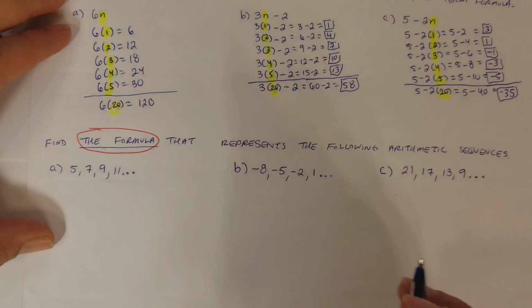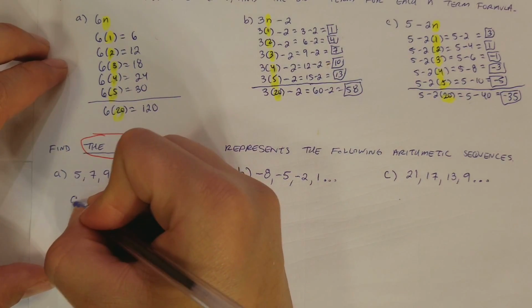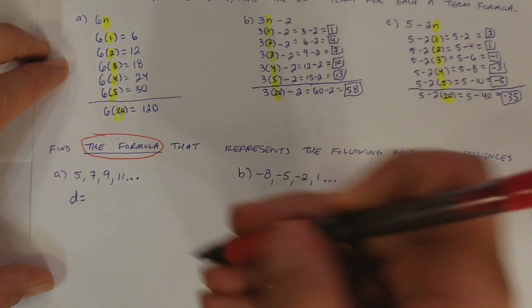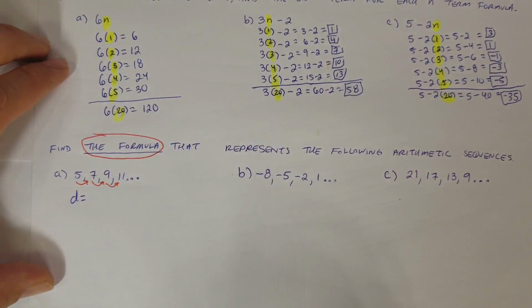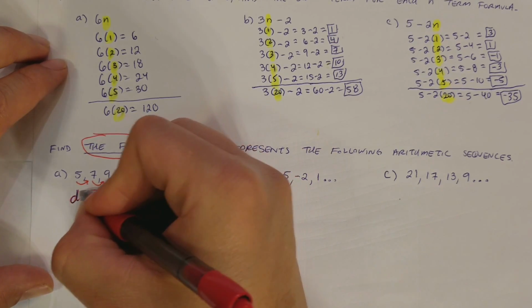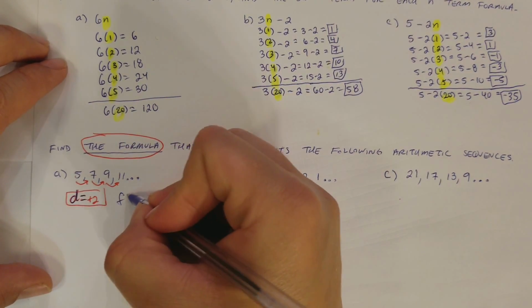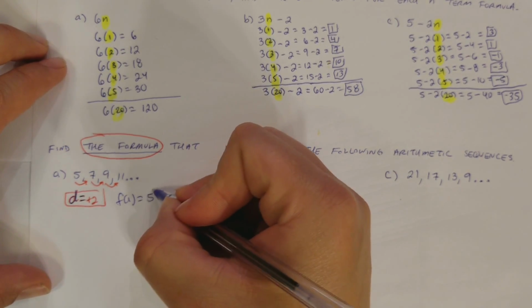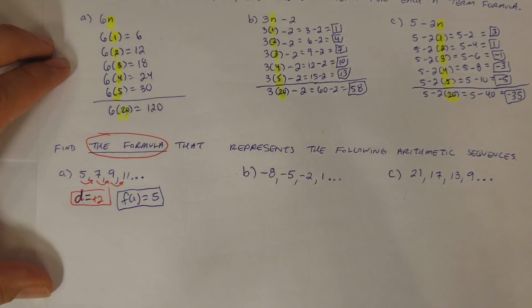So let's see what we have. We need a couple things for the formula. We need f1 and we need d. That's it. So d, the common difference. What are we adding or subtracting for the first one? Well, if you look at it, we're adding 2, right? So d is going to be equal to +2. Okay, done. F1, what is the first number you see in the pattern? Well, the first number that I see in this pattern is 5. So we need those two things because we need to plug it into the formula.